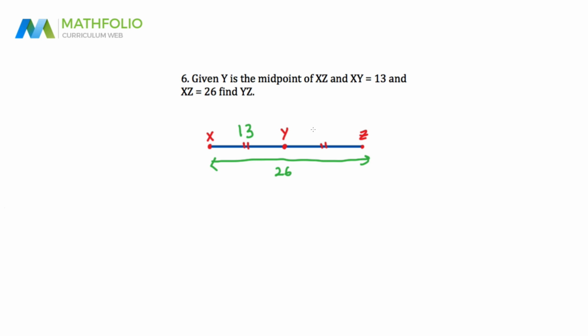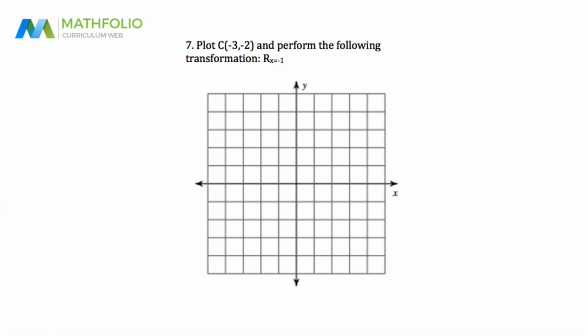And because Y is a midpoint and these two are congruent segments, we could also label this as 13 as well. So it says find YZ. Well, that's exactly what we just did. You could look at this as the segment subtraction postulate, where we take the whole thing, XZ, and we subtract XY, and that gives us YZ. By plugging in the numbers, 26 minus 13 gives us YZ, which is 13. That's number 6.